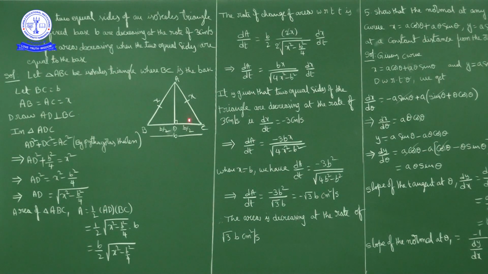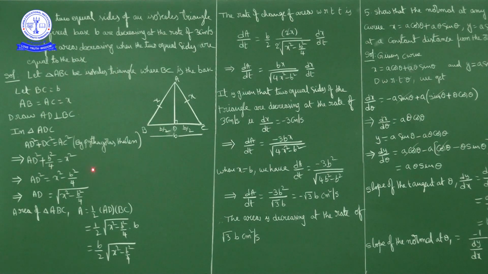So AD square plus DC square is equal to AC square, nothing but AD square plus b square by 4 is equal to x square.